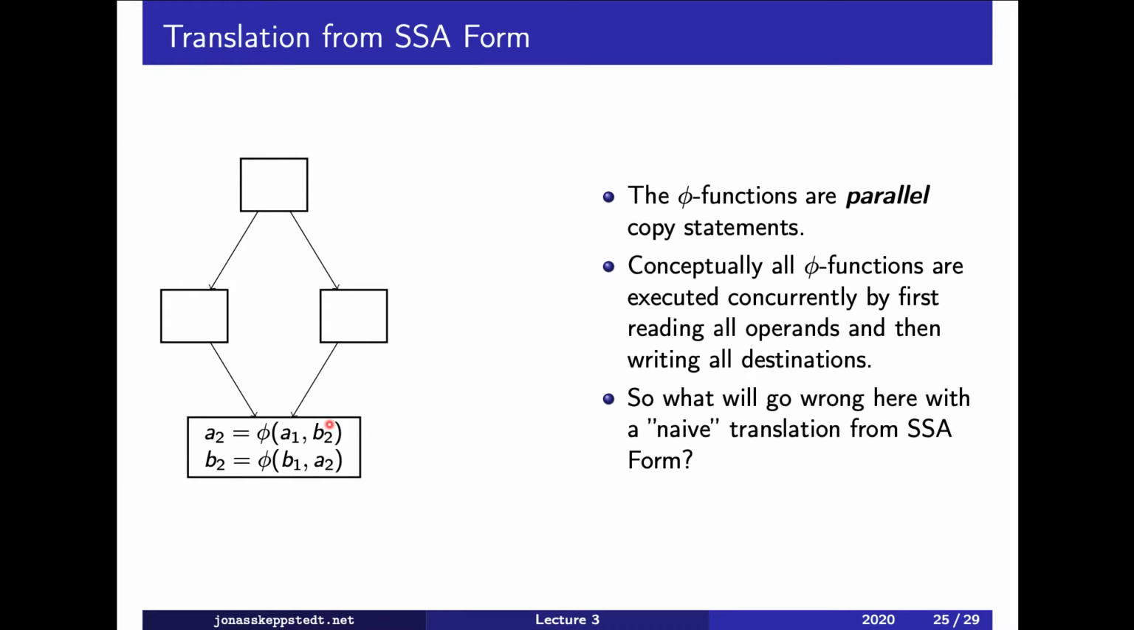Therefore, the order of the phi functions doesn't matter. We can put them in any order. It's actually a set of phi functions. But when we translate back, we need to check that there is no dependence. Here we assign A2, and then we use A2. So the atomic read of all the operands is lost, since we execute these copy statements sequentially.